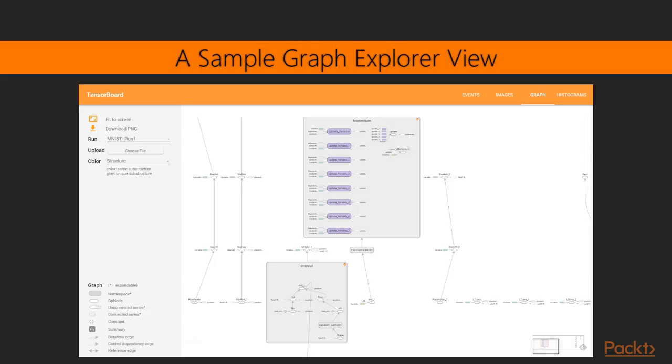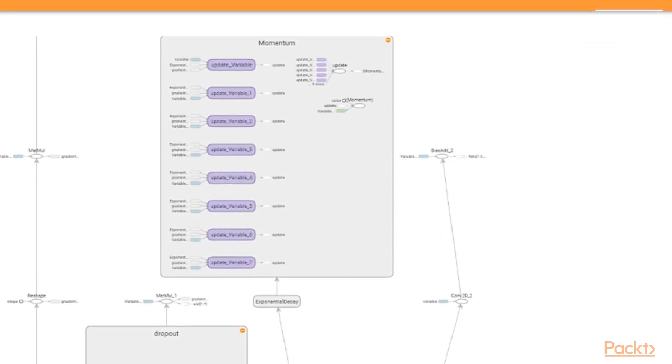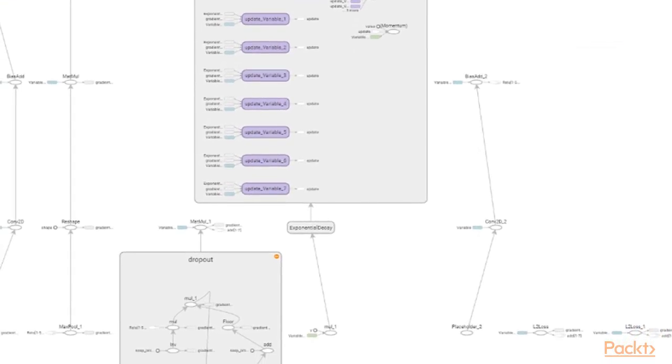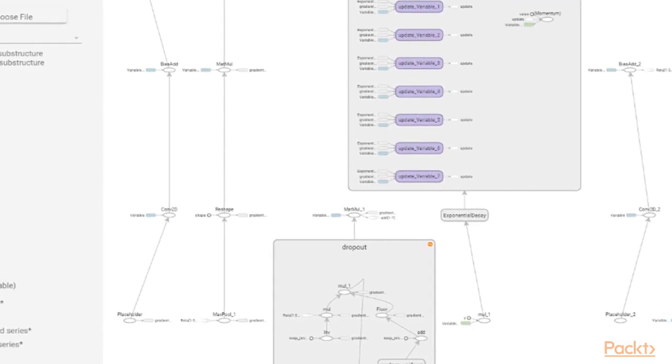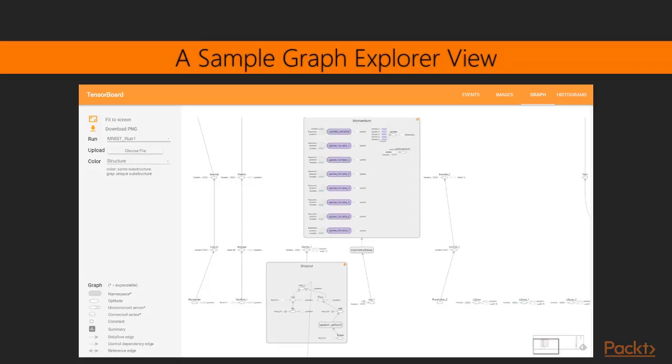Here's a sample view of a complicated graph using Graph Explorer. You could zoom in and out and expand different nodes here and see if everything is connected in the order as it should be. This is a basic AlexNet, and we'll talk about some minor graphical details here shortly.